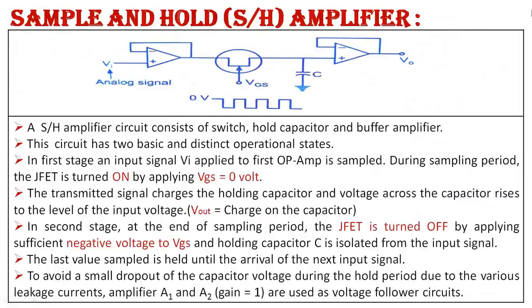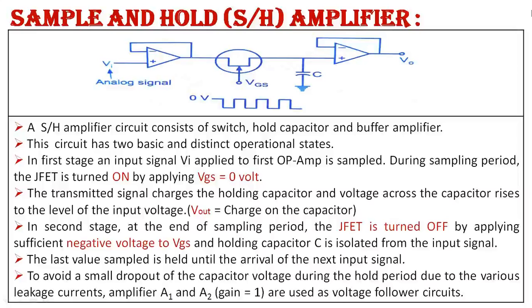Now the next concept is the sample and hold amplifier. See the diagram: two buffer amplifiers connected by a JFET switch. A sample and hold circuit consists of a switch, a hold capacitor and a buffer. This circuit has two basic and distinct operations. In the first stage, the input signal Vin applied to the first op-amp is sampled. During the sampling period, the JFET is turned on by applying VGS of 0 volts. The transmitted signal charges the holding capacitor and the voltage across the capacitor rises to the level of the input voltage. The output voltage is equal to the charge on the capacitor.